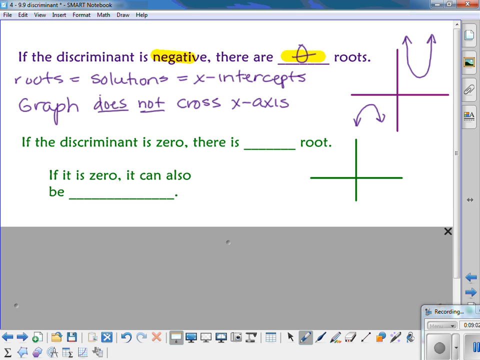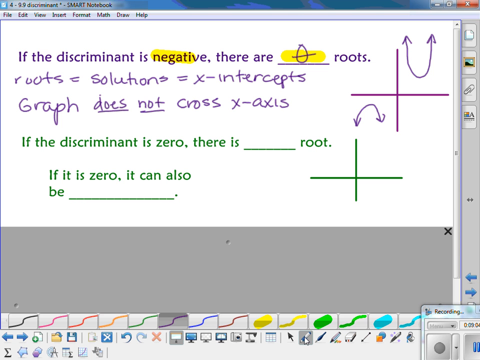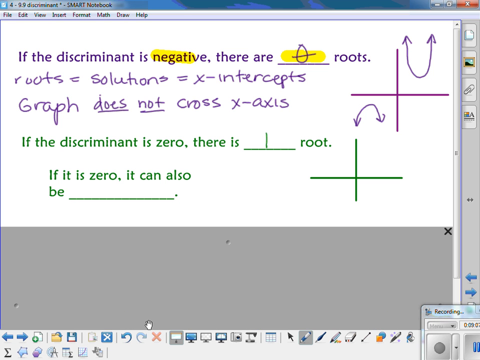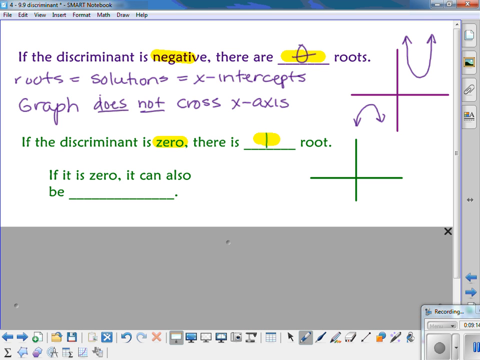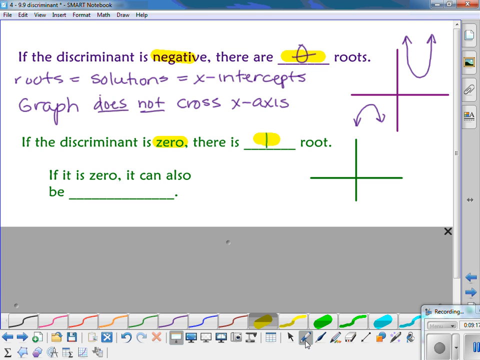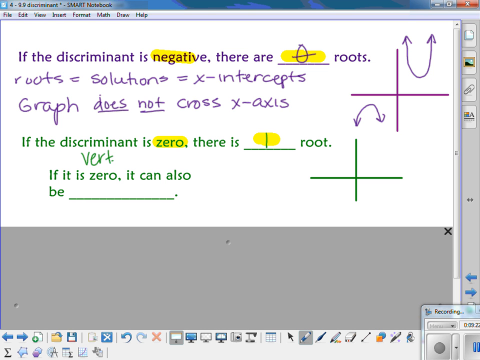If my discriminant is 0, then that means that there is 1 root. What that means is the vertex is on the x-axis. So when I graph it, it comes down and just touches the axis and then moves away.